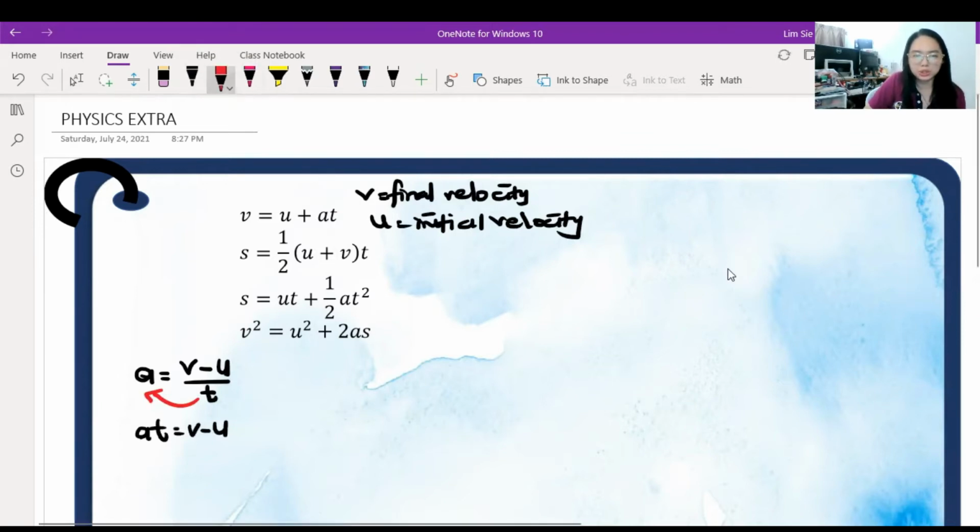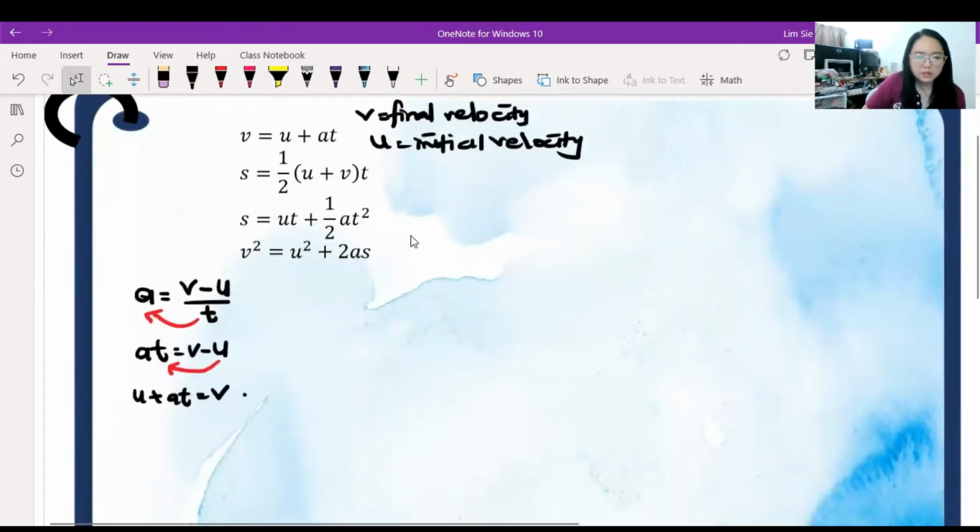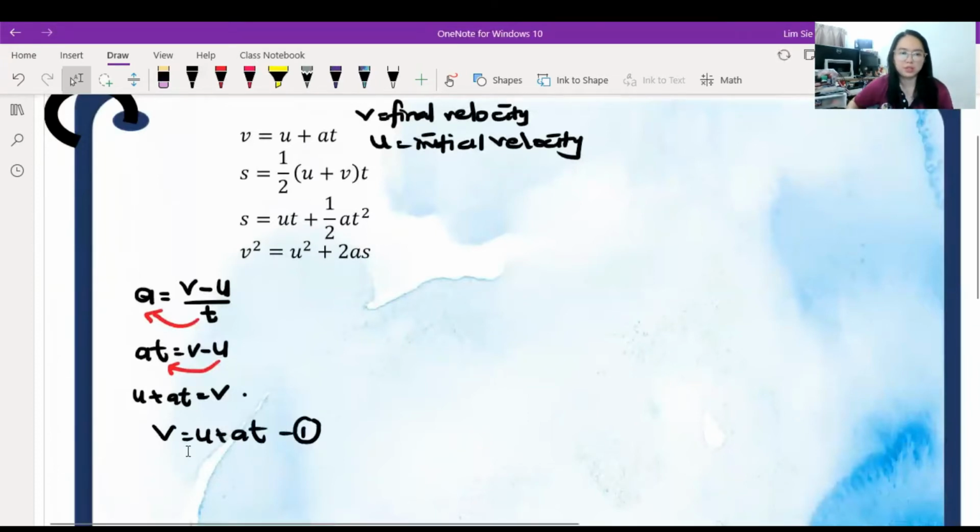Then I'll bring the U to the left side, so it becomes positive. So I get U plus AT is equal to V. Then I rearrange it: V is equal to U plus AT, so this will become my first equation. See, they are the same. V is equal to U plus AT.